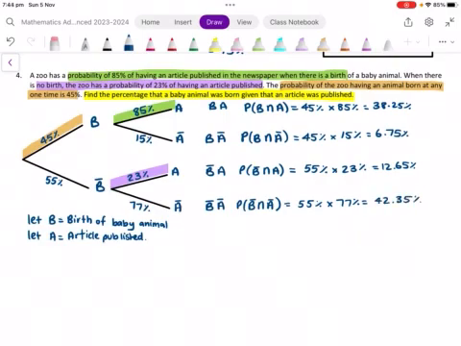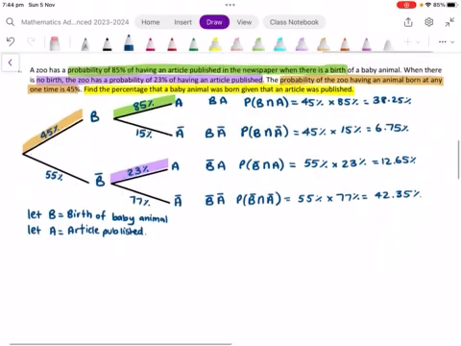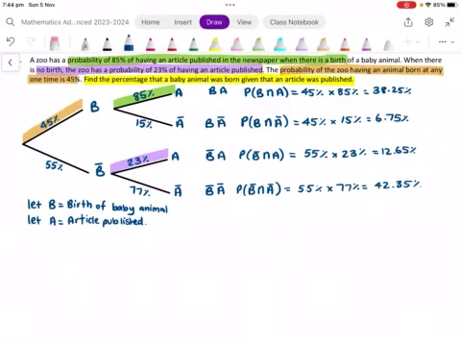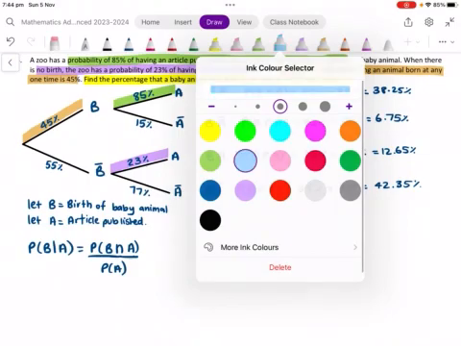Now those percentages should all add up to 100 if we've done everything correctly. So what we need to do now is look at what the question is asking. The question is asking to find the percentage that a baby animal was born given that an article was published. So what we're finding is the probability of a baby animal given article published. So we need to find the probability of a baby animal and an article over the probability of an article. Now we have just worked out the probability of a baby animal and an article being this up here.